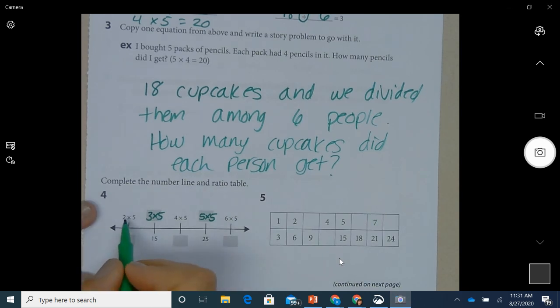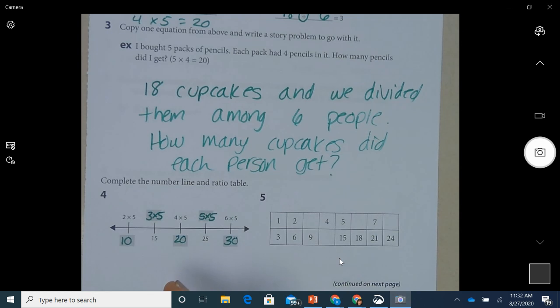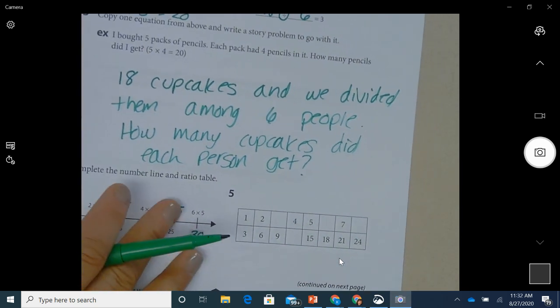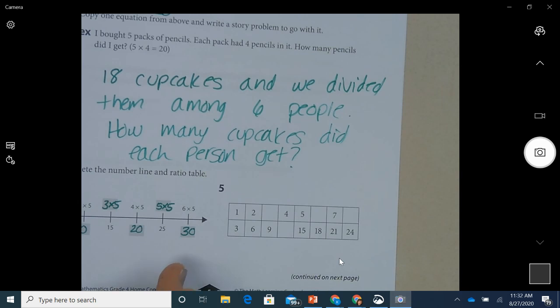And hopefully you figured out 2 times 5 is 10. And then I'm going to count by 5s. 10, 15, 20. 4 times 5 is 20, 25, and 30. So I'm skip counting by 5s to fill that in. Now for my ratio table, I have 4 numbers that need to be filled in. Go ahead and put down those 4 numbers that you think would fill in the ratio table.